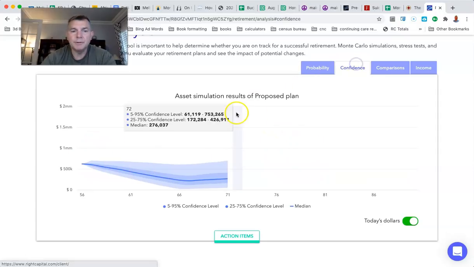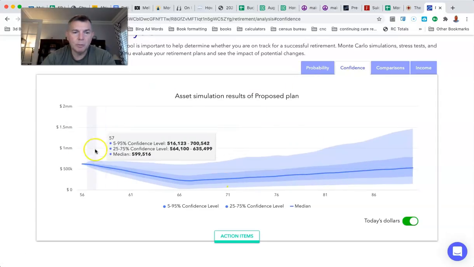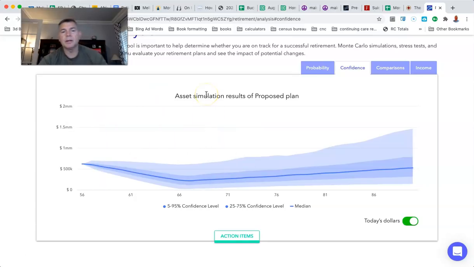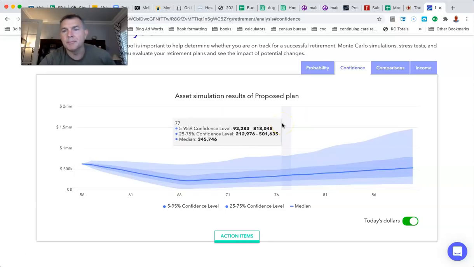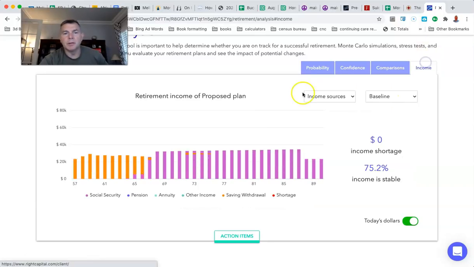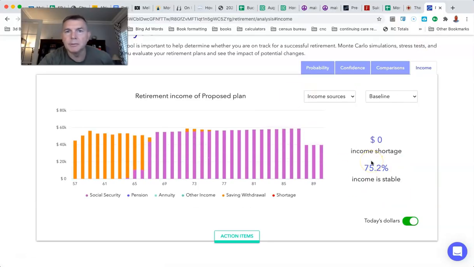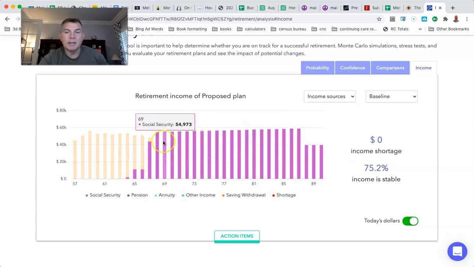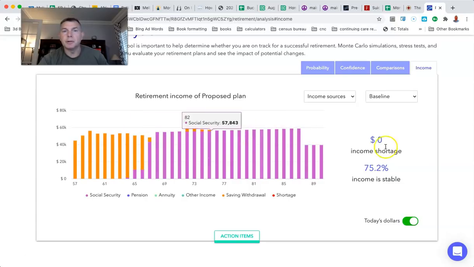We go to confidence. You can see their liquid net worth is going down. All right, it's going down until right here, which is when they take Social Security, and then it starts going back up. All right, now here's the best thing. We go to income. 75% of their income is stable, which means they're not relying on the market to provide. In fact, you can see right here, once they hit retirement, 100% of their income is stable from Social Security. So Social Security is a big deal. That's all there is to it. So I like to see that.